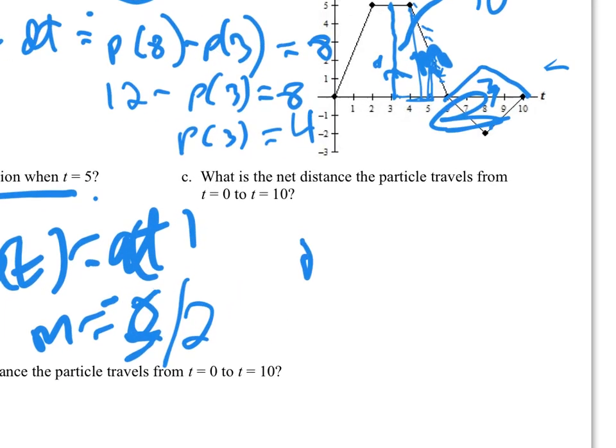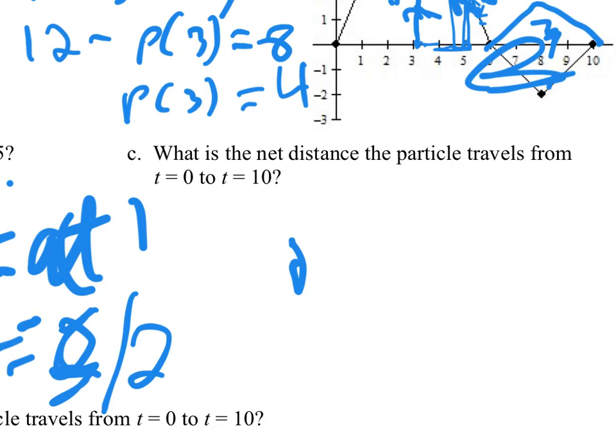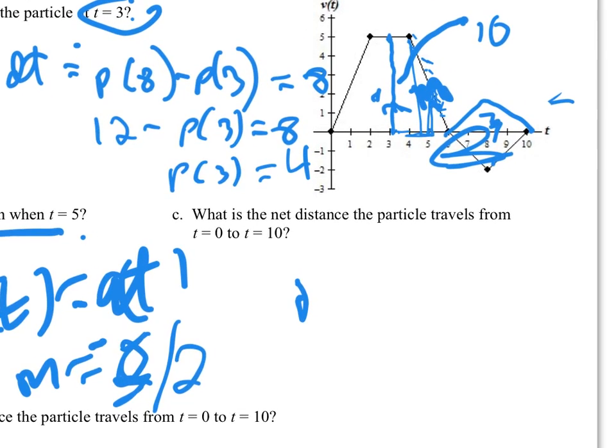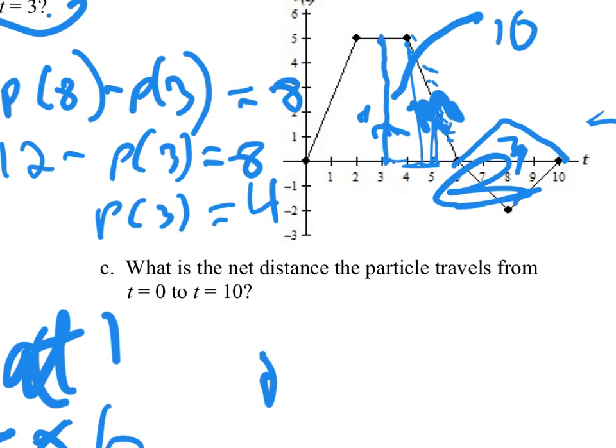I will continue with part C. What is the net distance the particle travels from t equals 0 to t equals 10? Now, net distance, you have to remember that it's not the absolute value, because going left and going right the same amount of spaces would cancel each other out. Your net distance would be 0. But in this case, we're going from 0 to 10.